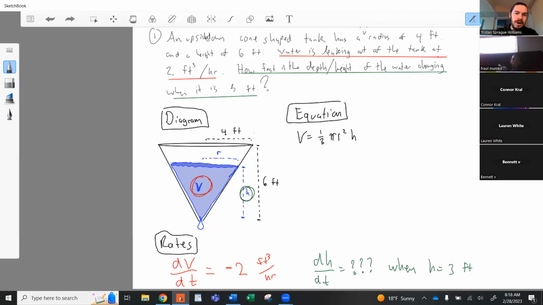It is a 4 radius, 6 height tank, and that proportion 4 to 6 is going to remain true even as the volume, as the cone of water gets smaller. It's still going to be a 4 to 6 ratio between radius and height. One way to think about this is in terms of similar triangles. So I'm going to make a second layer here.